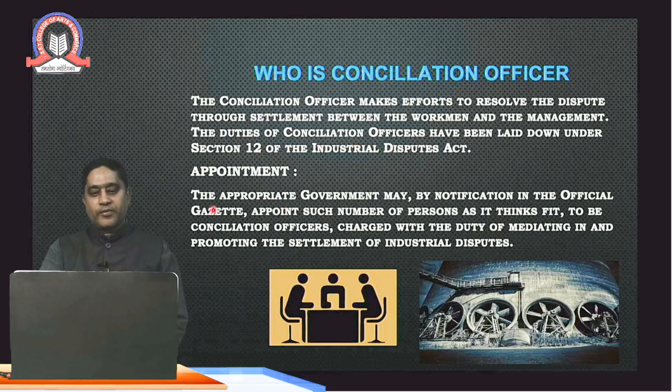Now let us speak about the appointment. The appropriate government may be the central government or the state government, as the government thinks fit, and if the particular industry belongs under the union territory, then it will be appointed by the central government. The appropriate government, by notification in the official gazette, appoints such number of conciliation officers as they think fit, and they have been charged with the duty of mediating in and promoting the settlement of industrial disputes. So the main process of the conciliation officer is to settle the dispute between the employees and the employer, or in case of workmen and the management.